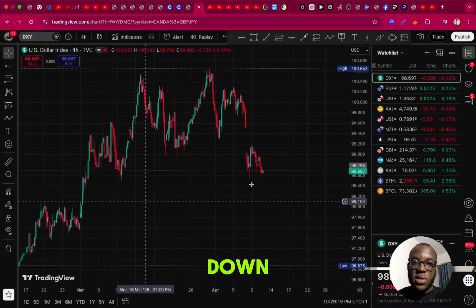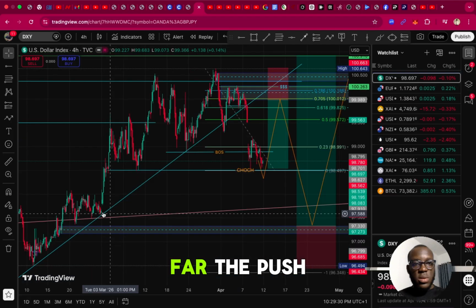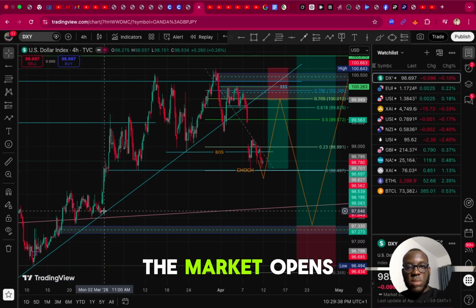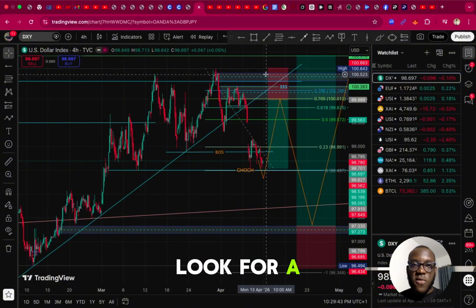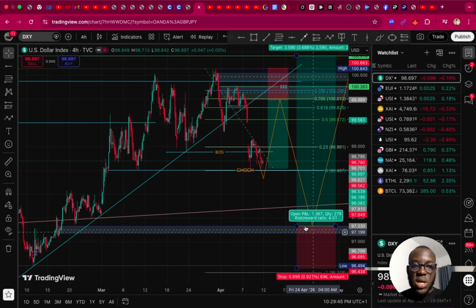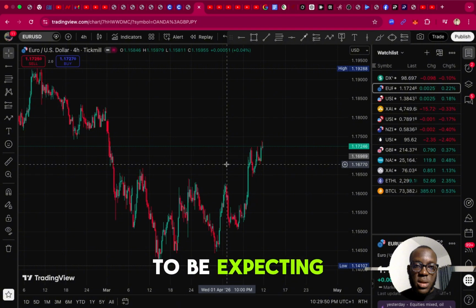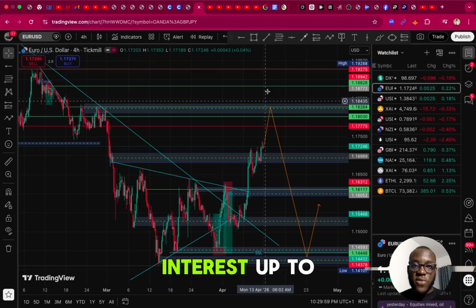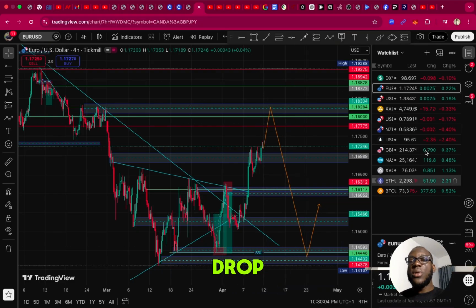We're going to have a push down, but I don't know how far the push down is going to go, and I can't really tell until the market opens. But these are the areas where we're expecting to look for a sell, the area we're looking for a buy, and the same thing is gonna happen here. The area where we are going to be expecting a sell is anywhere from this point of interest up to about 40 pips or 50 pips there before it drops.